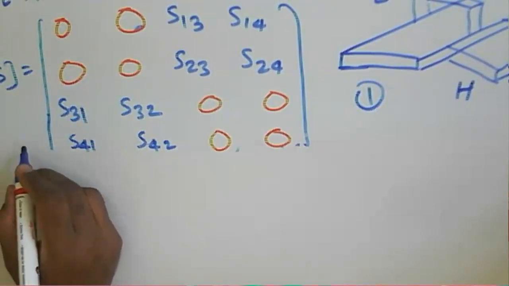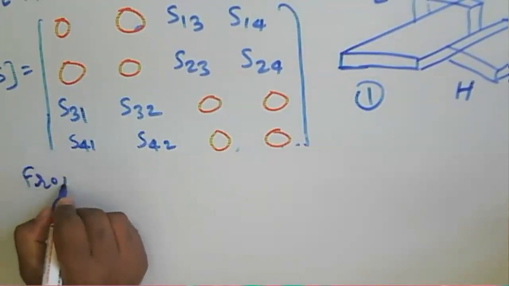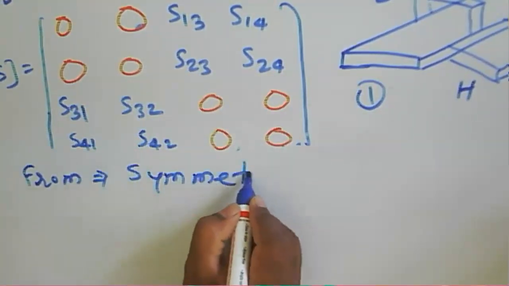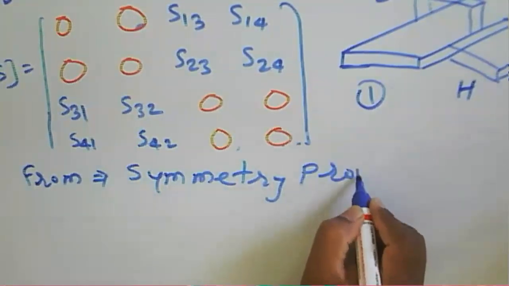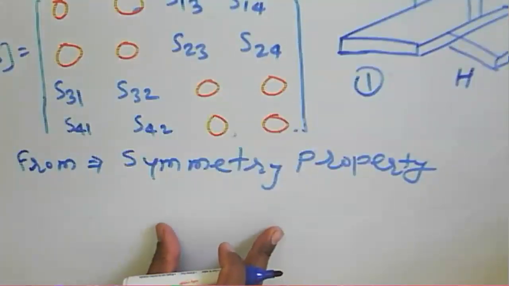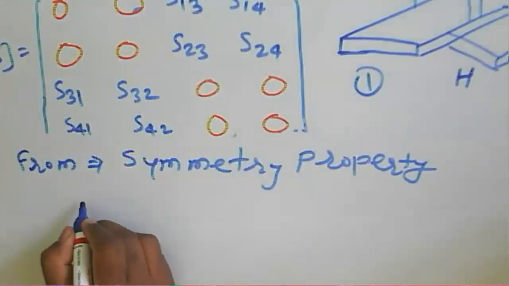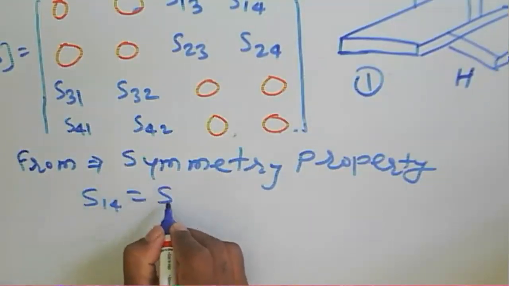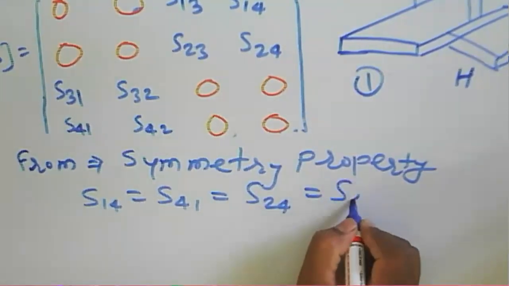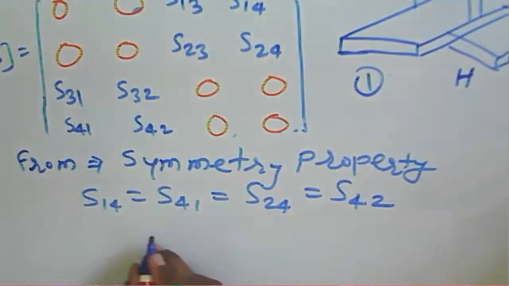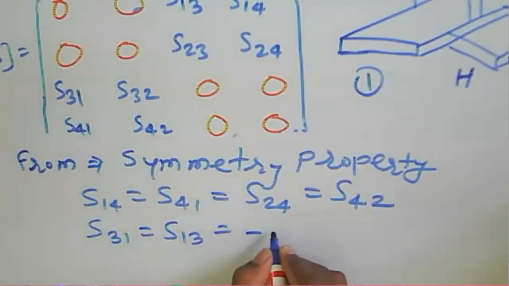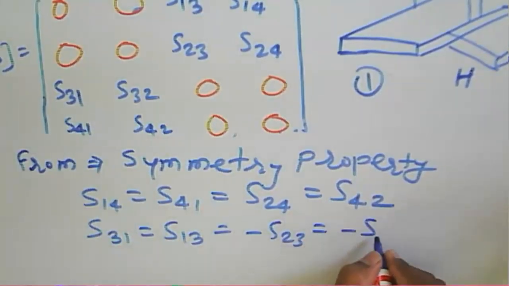Just consider that from the symmetry property, S14 is equal to S41 is equal to S24 is equal to S42. Then S31 is equal to S13 is equal to minus S23 is equal to minus S32.